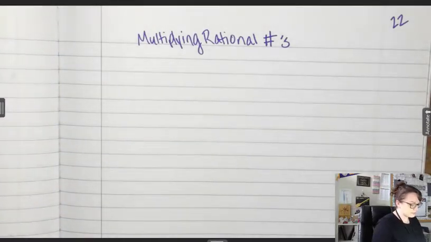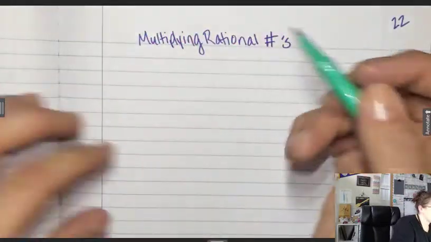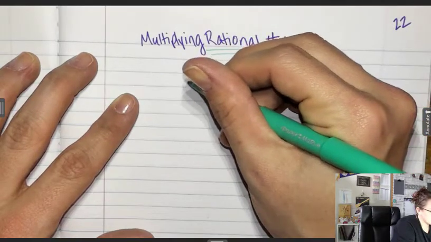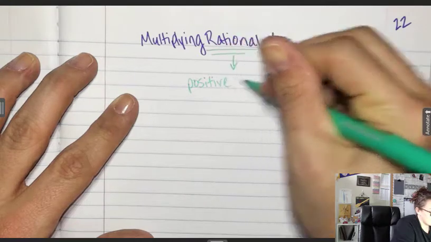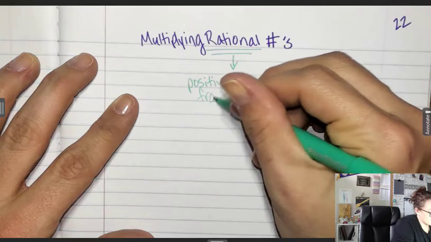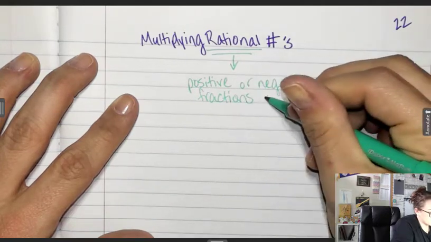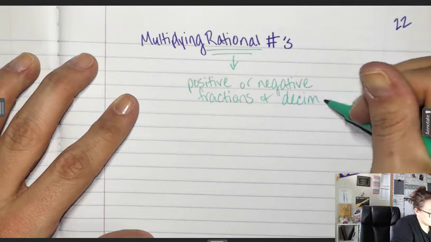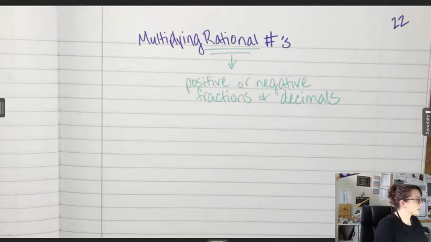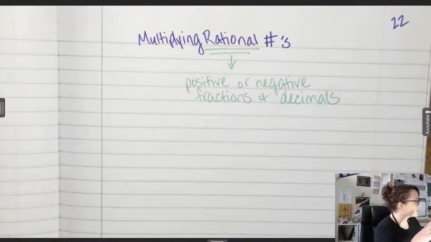All right, we're multiplying rational numbers. We know that rational numbers are fractions and decimals, positive or negative. So it's basically any number: positive, negative, fractions, decimals. When you were in 6th grade, you multiplied positive fractions and you multiplied positive decimals.